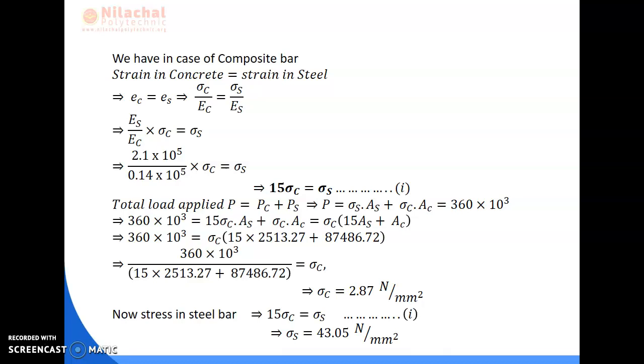While solving this problem, we have to remember two things. One is that the deformation is equal in each material, and the total load carried is equal to the load in the first bar plus the load in the second. In this way, we calculate the stresses in composite bars.